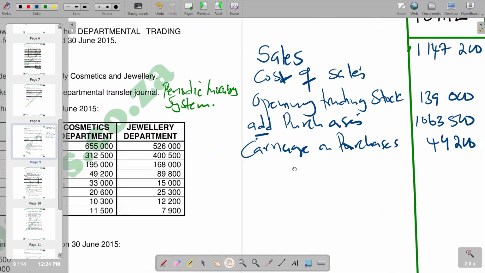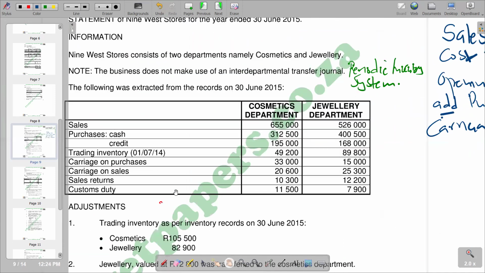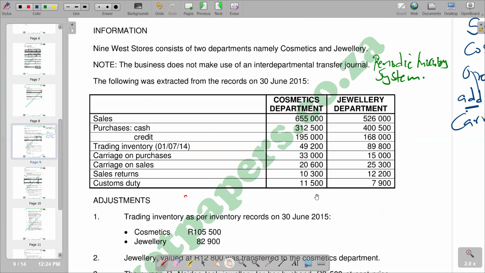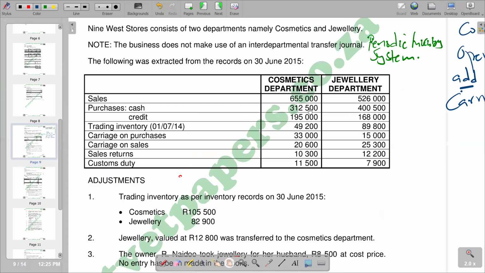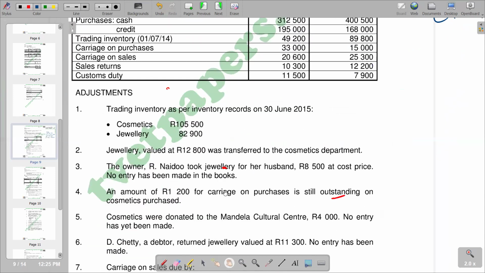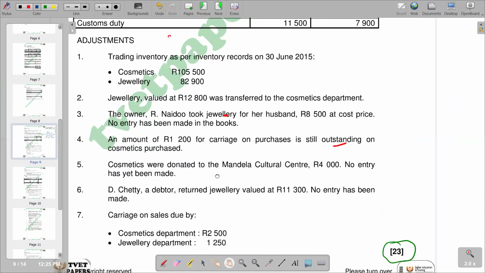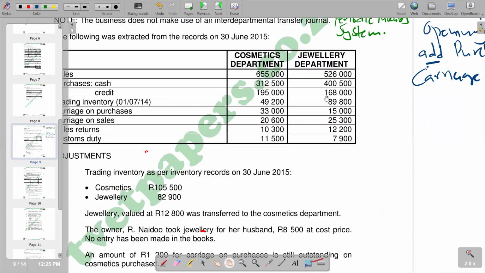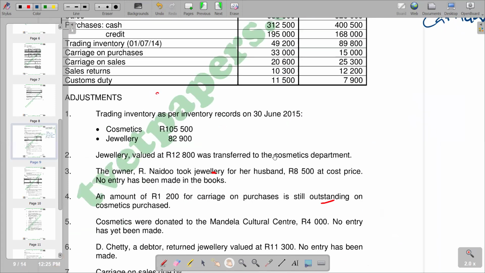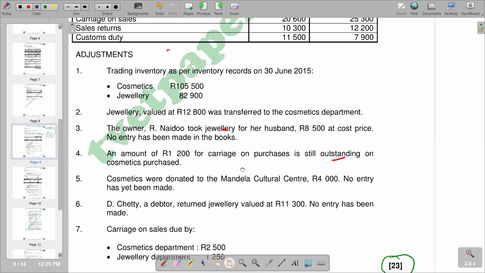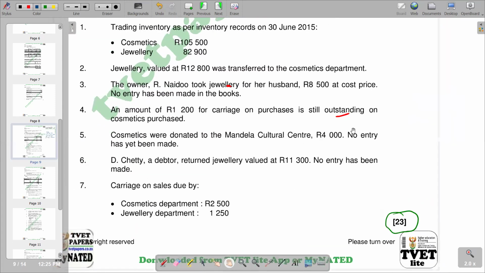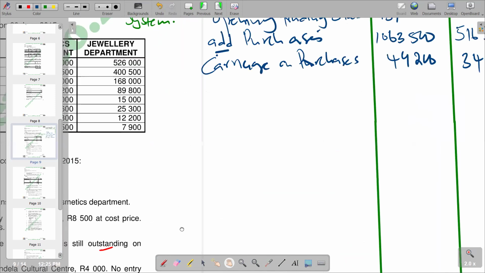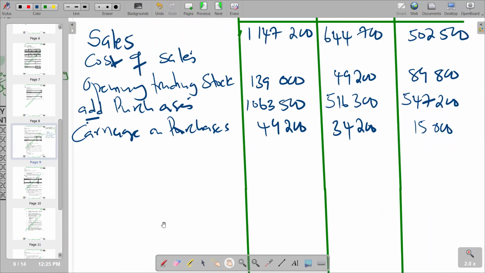Then after carriage, we check for customs duties if you have them in the question. You are also supposed to add customs duties. You see the customs duties at the bottom, 11,500 for cosmetics and 7,900 for jewelry. We check for cosmetics if you have got anything that is affecting our customs duties. We see that we have nothing, so we're going to take 11,500 as it is. For jewelry, we again check. We see that we have got nothing again affecting customs duty for jewelry. So we can take those two figures and put them in the trading account as our customs duties.